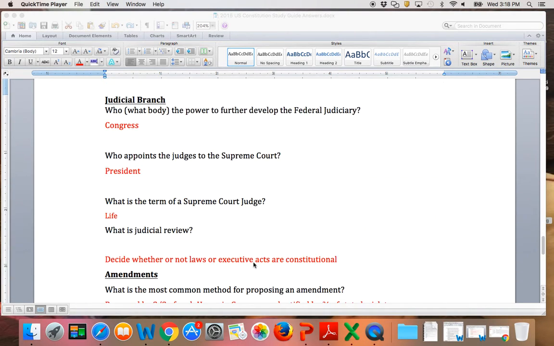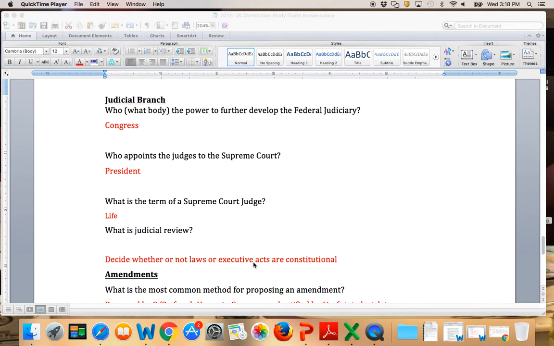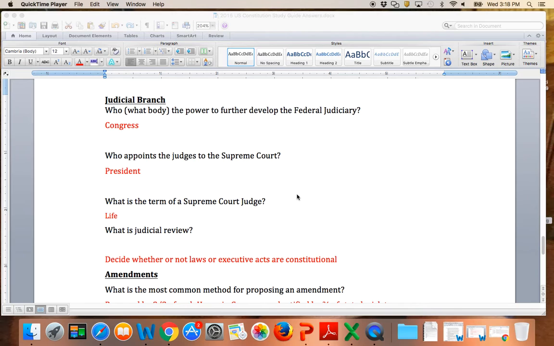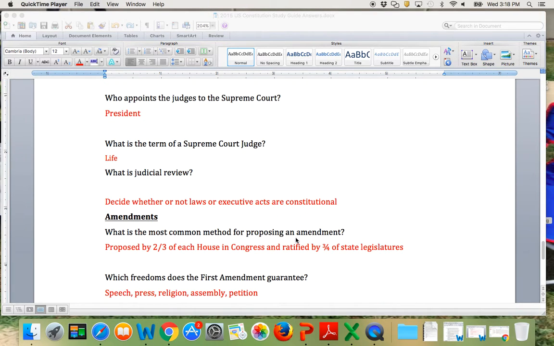Going to the judicial branch now. Congress has the power to further develop the judiciary branch, create more courts. The president appoints individuals to the Supreme Court, and they serve a life term. Judicial review, again, is deciding whether or not laws or executive acts are constitutional.